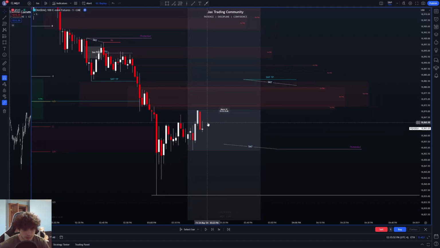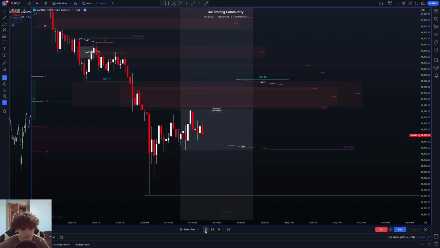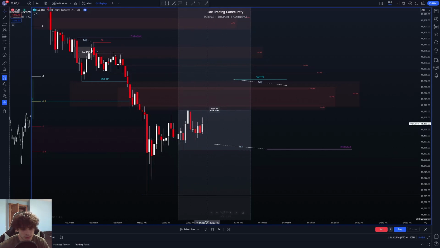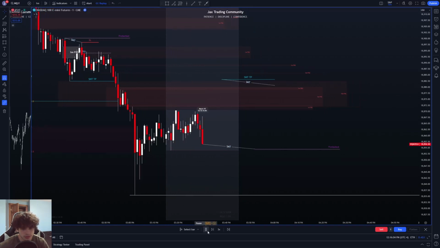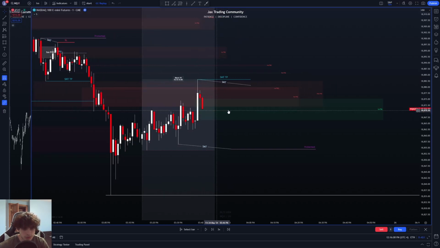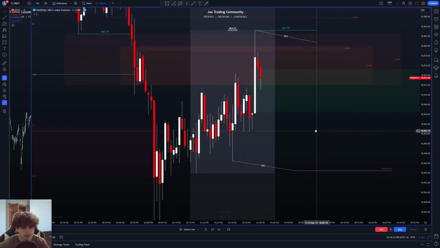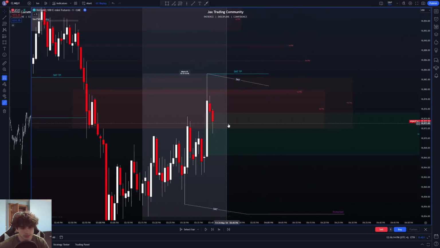So here's displacement up. No fair value gap right here. You could take an entry off of this order block. I personally wouldn't because not really much displacement yet. We're still kind of just accumulating. So here's your first form of displacement. So you could take this, right?